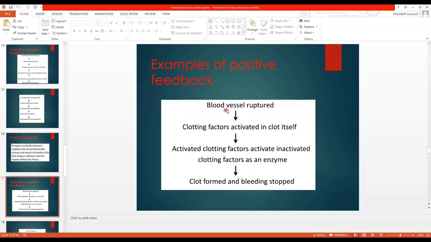Whenever a blood vessel is ruptured, clotting factors are activated at the site of the ruptured area. These clotting factors activate more clotting factors. First, there is a rupture of blood vessel. Second, some clotting factors are activated. When these clotting factors enter the ruptured vessel, they activate more clotting factors. When more clotting factors are activated, a clot is formed at the site of the ruptured vessel and bleeding is stopped. So the initial stimulus is enhanced.